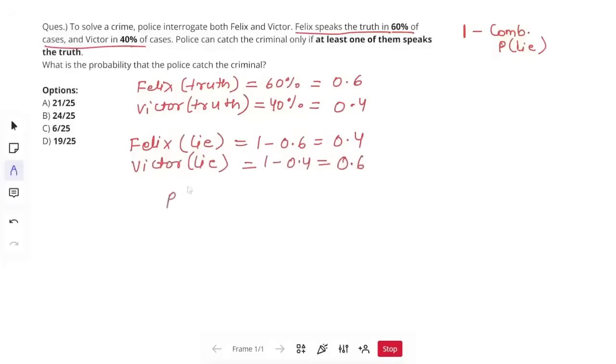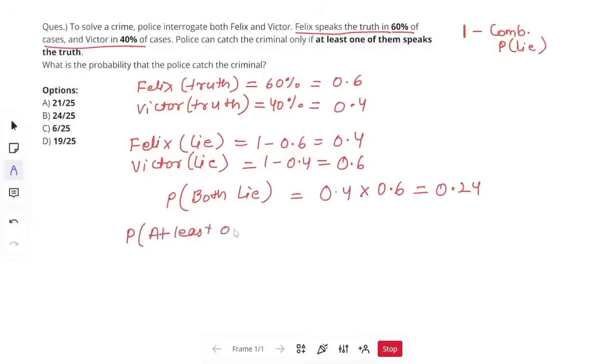Now we will combine both the lie probabilities, because I told you we need to subtract it from the total, which is 1. So the probability of combined lies will be 0.4 multiplied by 0.6. That is going to give us 0.24. Now we have the combined lies. Now the final answer we are finding is the probability that at least one person speaks truth.